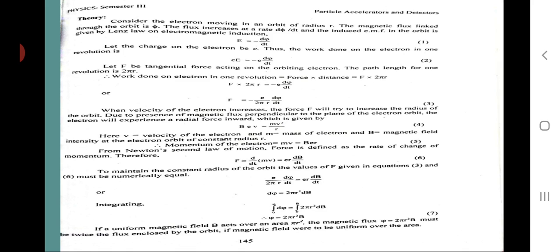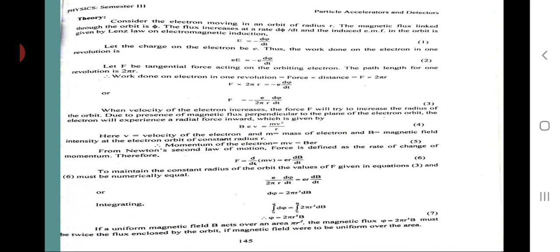From Newton's second law, F is equal to d by dt of m v, which is equal to e r dB by dt. To maintain the constant radius of the orbit, the values of F given in equations 3 and 6 must be numerically equal. So e upon 2 pi r d phi by dt is equal to e r into dB by dt, or d phi is equal to 2 pi r square dB. Now integrating from 0 to phi, we get phi is equal to 2 pi r square into B.